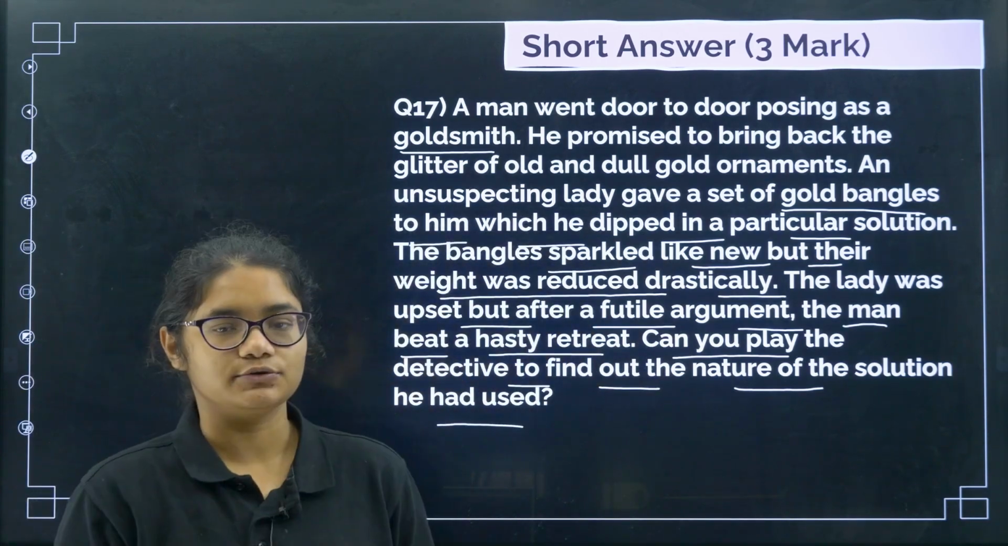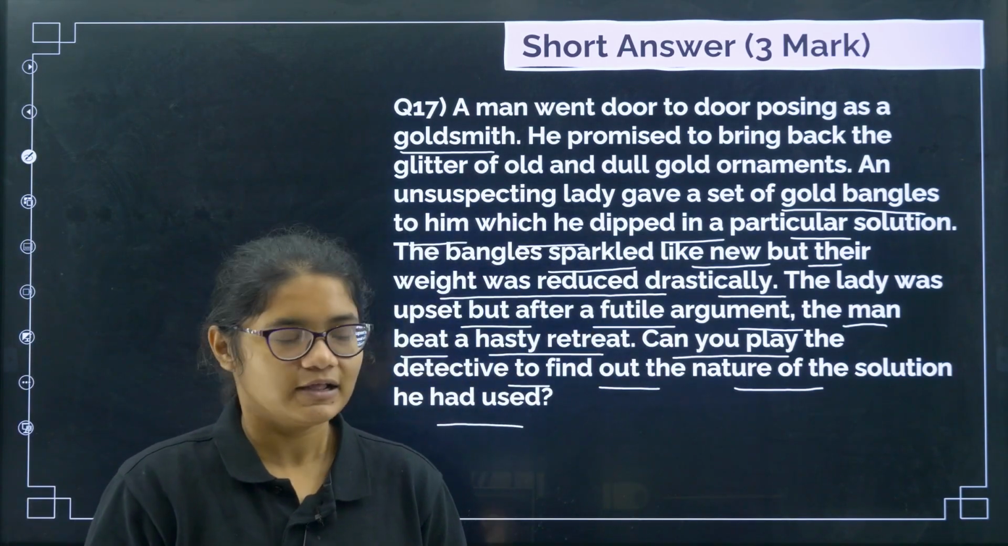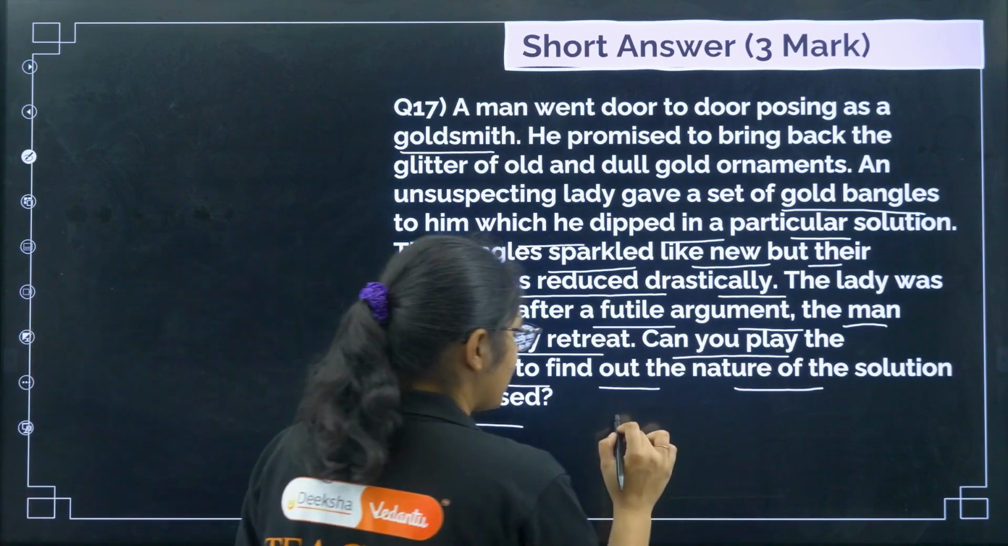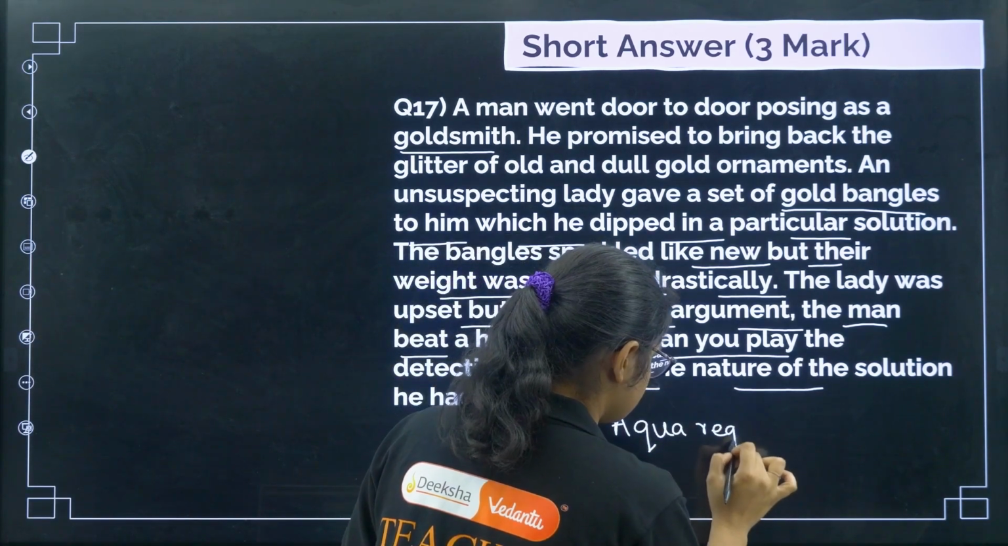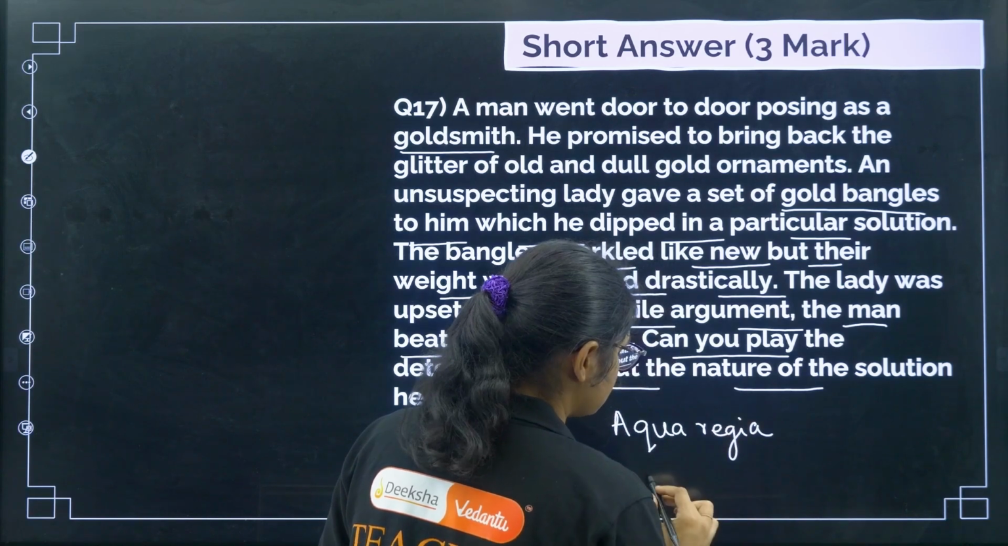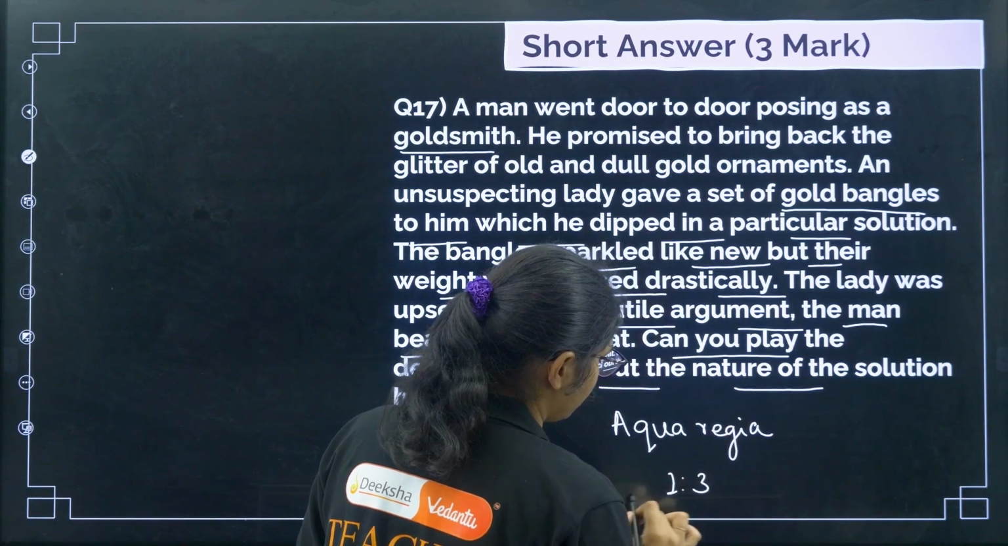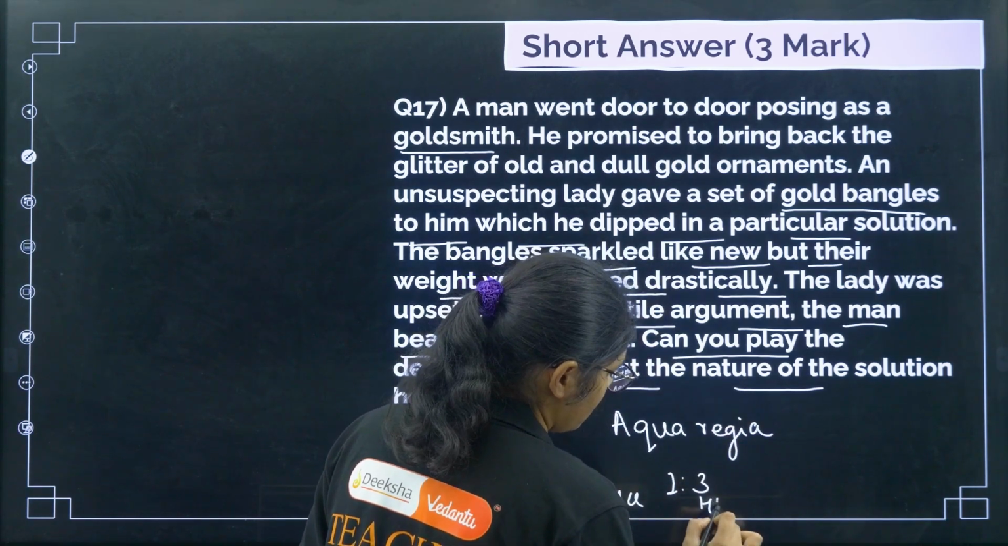So you know there is one solution which can dissolve the gold, right? So what is that solution? That is your aqua regia, right? So aqua regia was used, okay, and what is the concentration of aqua regia? 1:3 HCl and HNO3, right?